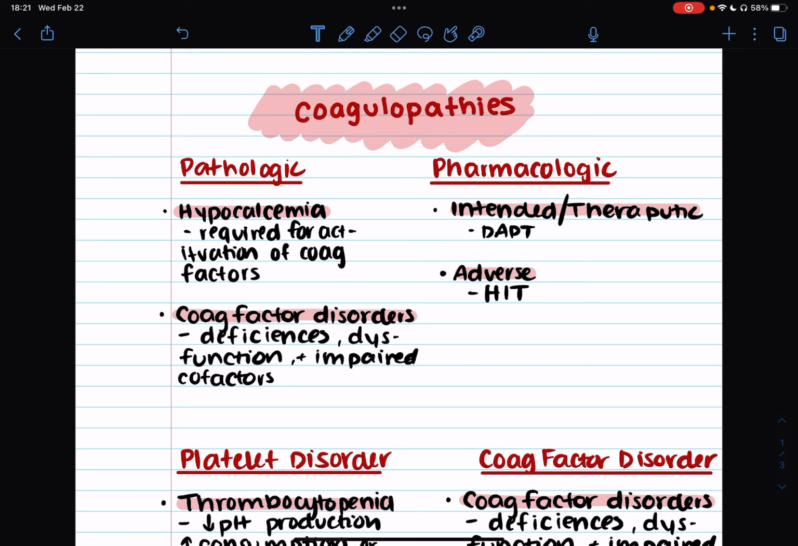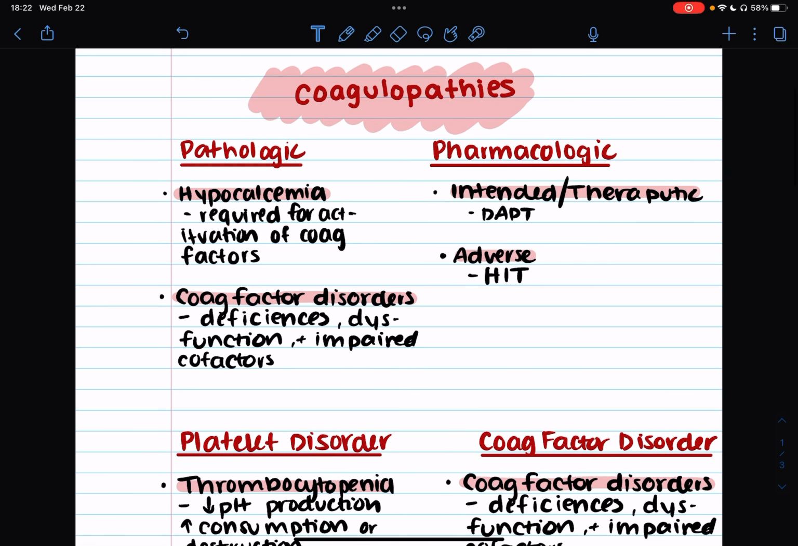This evening, I will be discussing coagulopathies, describing the various types: pathologic versus pharmacologic, platelet etiologies versus coagulation factor, quantitative versus qualitative, hypocoagulable versus hypercoagulable, and inherited versus acquired, and providing a few examples of each.